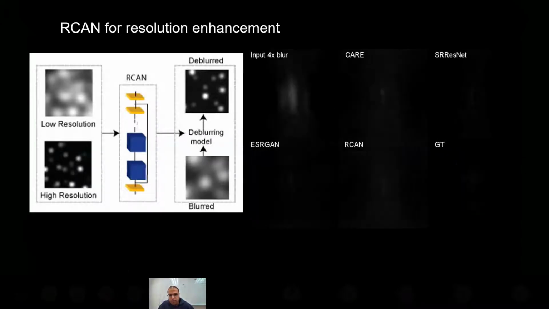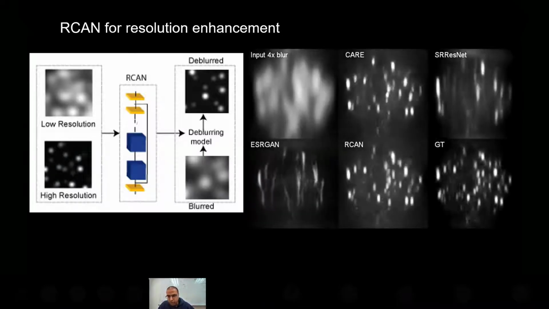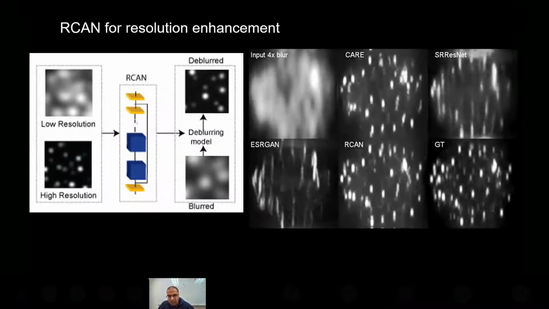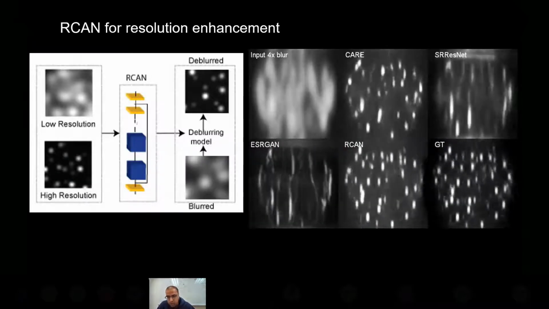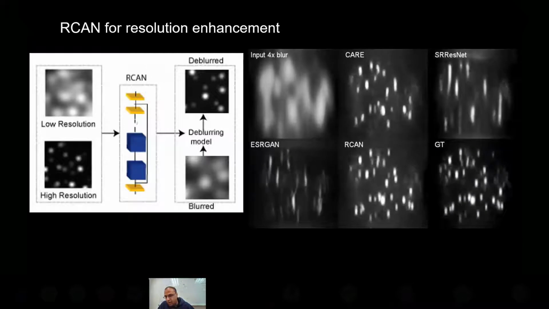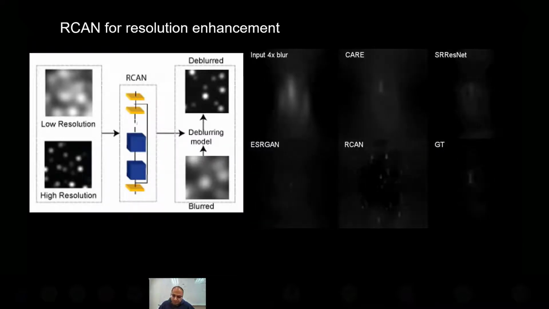And then if you turn up the blur even more, at fourfold blur, now the input data is really blurry, and all networks suffer degradation. The ESR GAN and the SSR net are not ones you would want to use. Even the CARE and Arcad are not good networks. I mean, they miss a lot of the ground truth data.